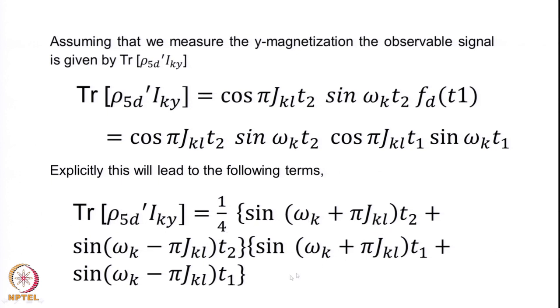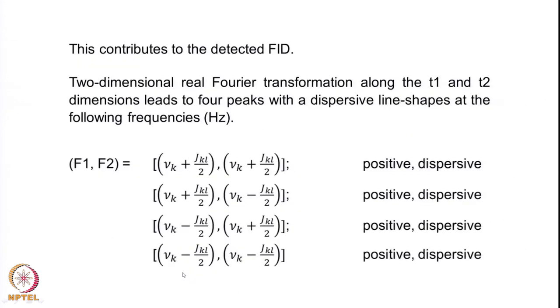Similarly, along the F1 dimension also, I will have two terms, nu k plus JKL by 2 and nu k minus JKL by 2. Therefore, this entire diagonal peak will have 4 components, 2 into 2. So this will produce 4 components, and this is the signal that we detect. Where do these ones appear?